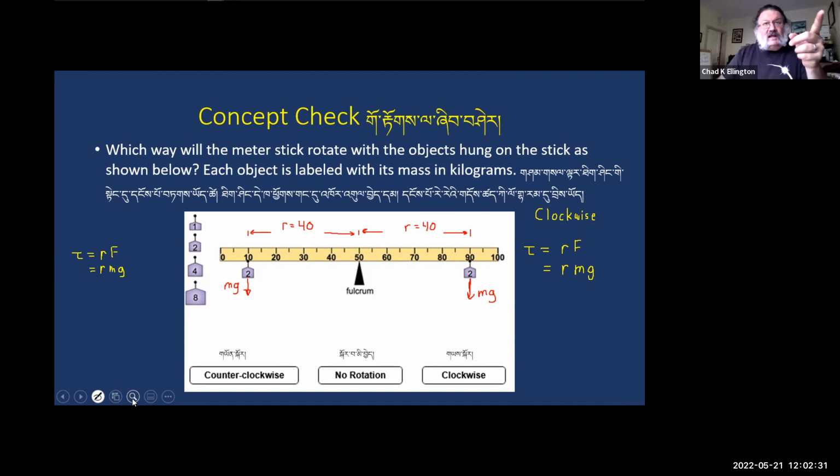But now I can look and see that only that mass on the left-hand side, it looks like it is going to cause it to rotate in a counterclockwise direction.